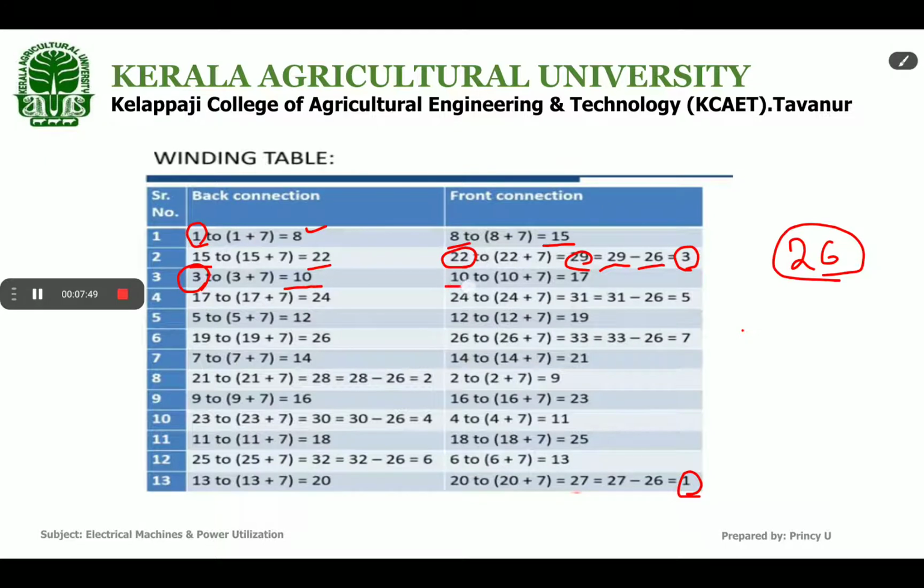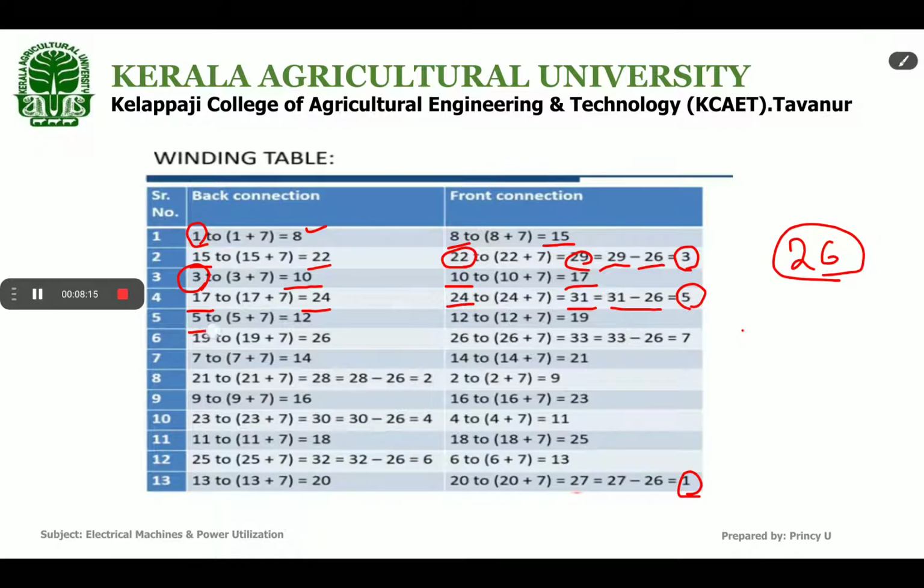Then from the 10th conductor, 10 plus 7, 17. Then 17 to 24. Then from 24 to 31. There is no conductor called 31, because we have only 26 conductors. So do 31 minus 26. Then you will get the fifth conductor. So the connection came at the fifth conductor.